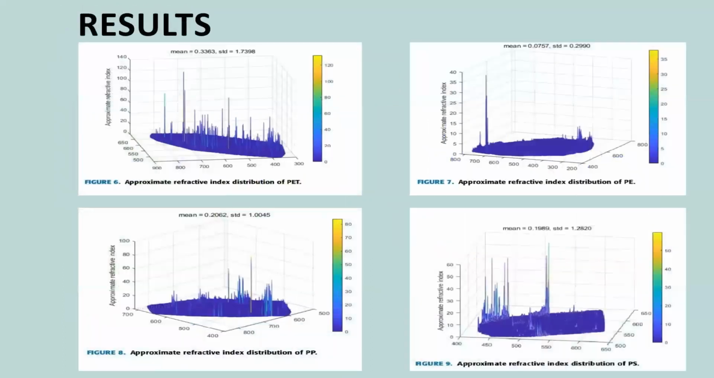Here, figure 6 shows the approximate refractive index distribution of PET. Figure 7 shows the approximate refractive index distribution of PE. Figure 8 shows the approximate refractive index of PP. The approximate refractive index distribution is also described for PS.